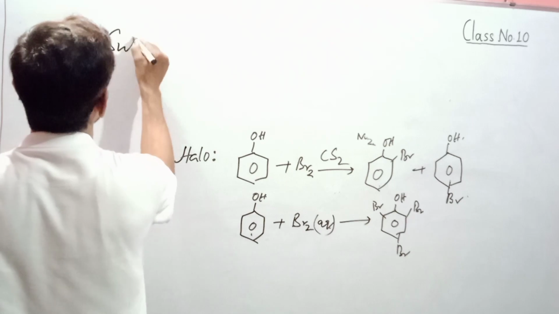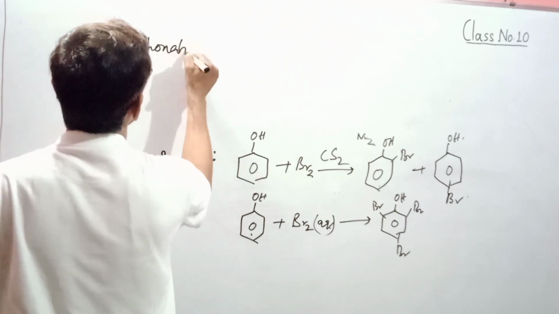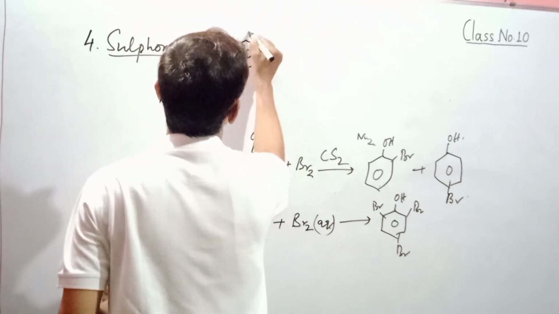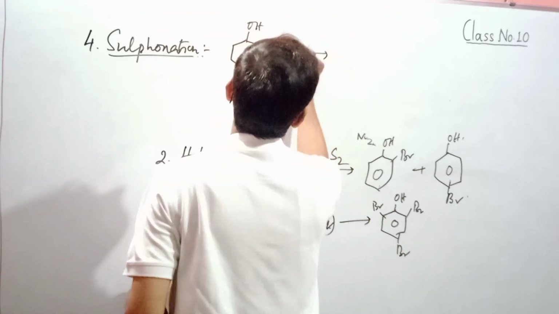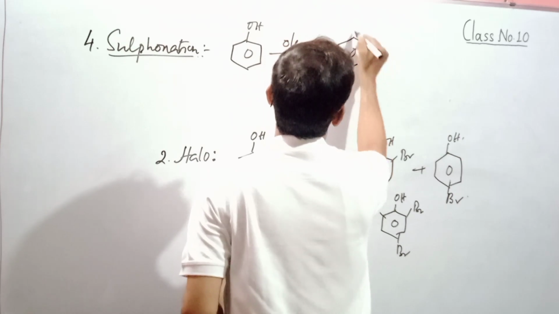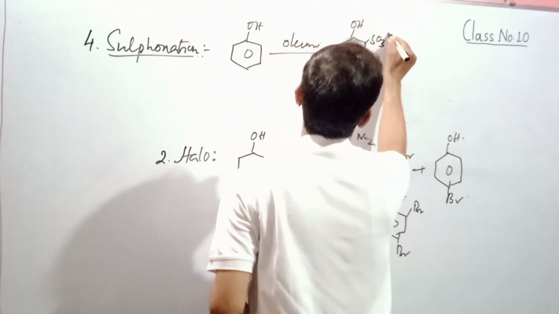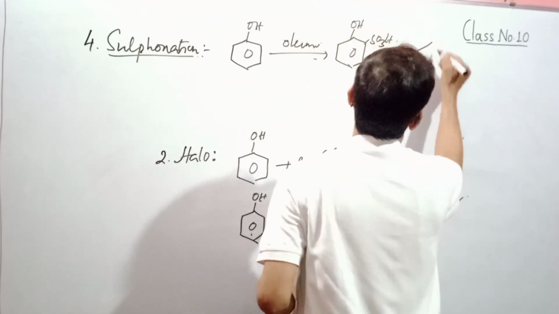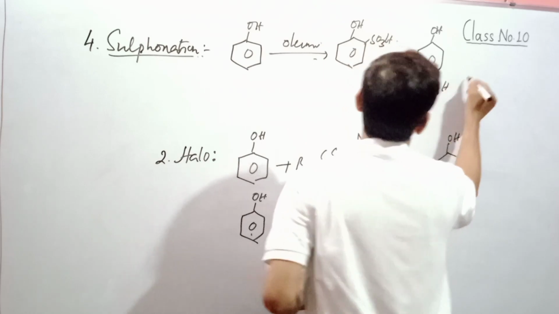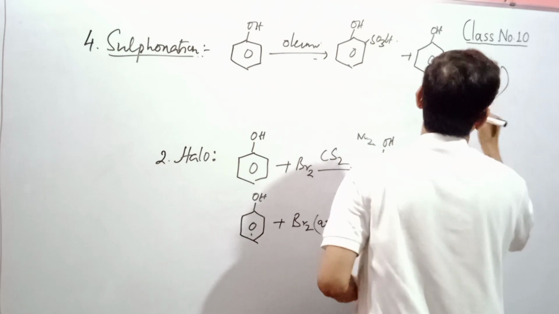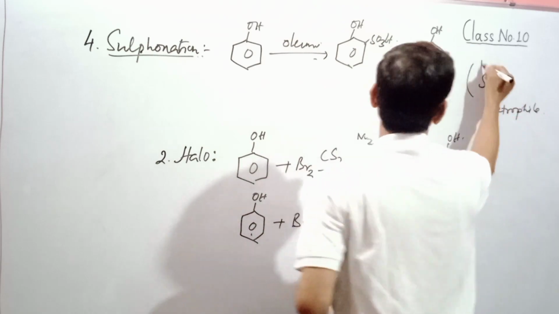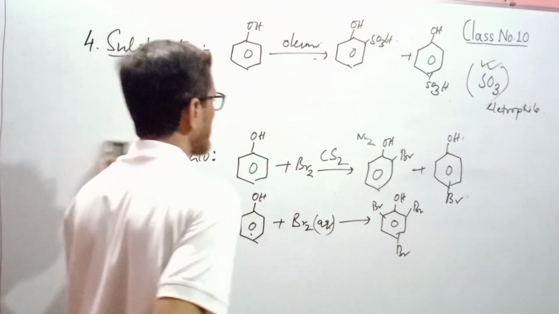Number 4, sulfonation. Sulfonation is very simple, and everywhere you will get this. Nothing to explain. Oleum or concentrated sulfuric acid, you will get SO3H at the ortho and para positions. Mind that here the electrophile is SO3, not SO3H. Mind that in entrance exams, it is very often asked.